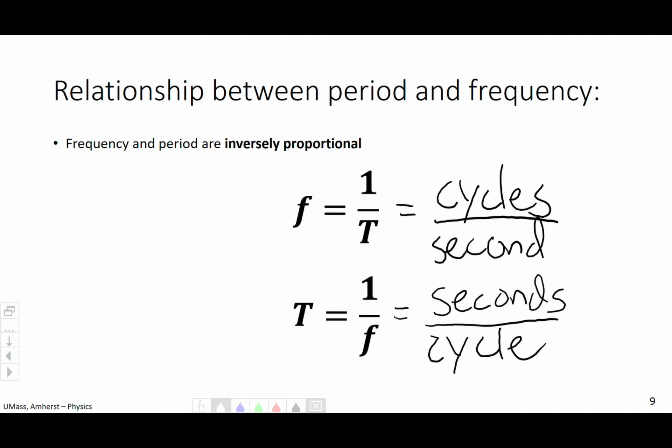And like I said, frequency and period are inversely proportional. So frequency is 1 over period, and period is 1 over frequency. Cycles per second and seconds per cycle.